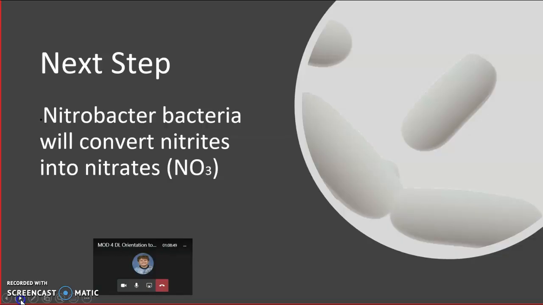Okay, after that, we have the next step, which is the nitrobacter bacteria. Nitrobacter bacteria will convert nitrites into nitrates. And that's nitrites is for blank number 9, and nitrates is for blank number 10. And if you're not sure how to spell those, you need to look at the screen. Nitrites into nitrates. So we go from ammonia to nitrites to nitrates. Okay, so that is blank number 9 and 10. Okay, moving on.